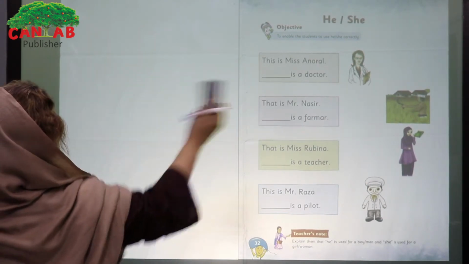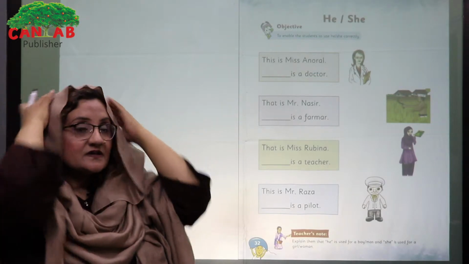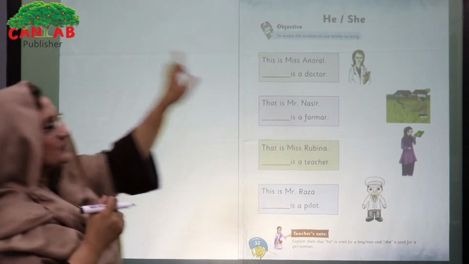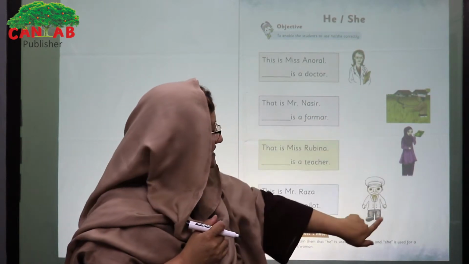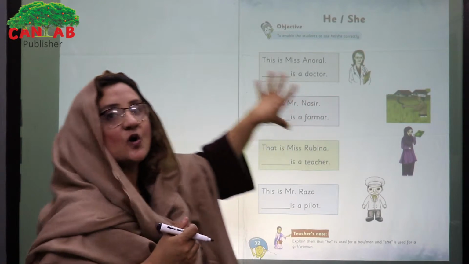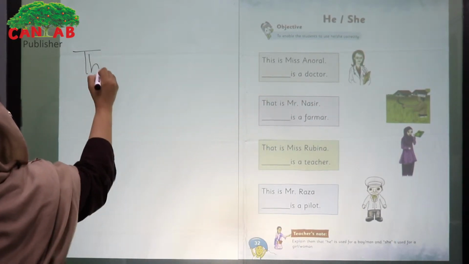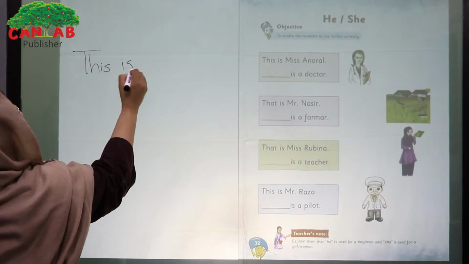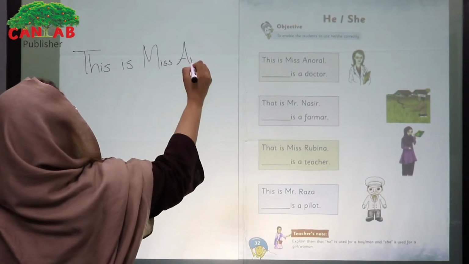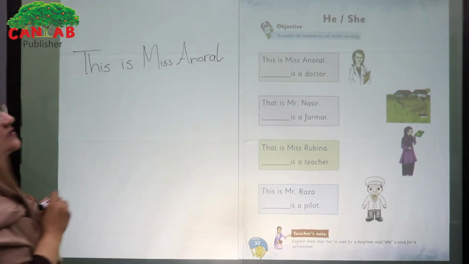After this, we can introduce the page of the book on the board. We can have the flashcards of these pictures and introduce this page on the board like this. So look here, read with me. This is Miss Anural. This is Miss Anural.